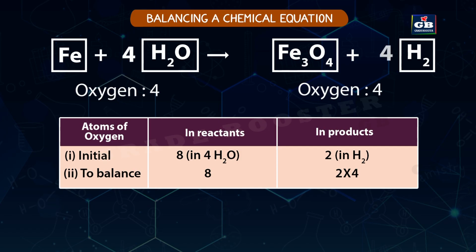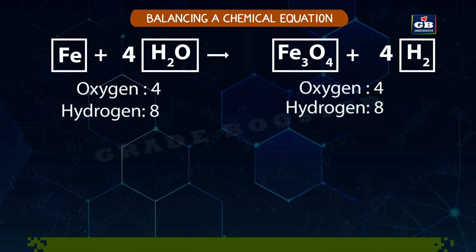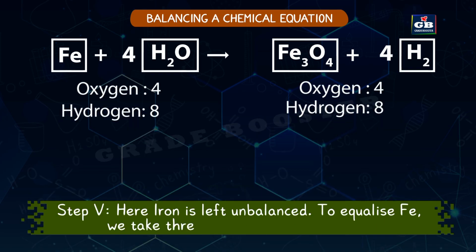So now the equation becomes Fe plus 4H2O gives rise to Fe3O4 plus 4H2. But still this is an unbalanced equation. Here iron is left unbalanced. To equalize iron, we take 3 atoms of Fe on the left hand side.